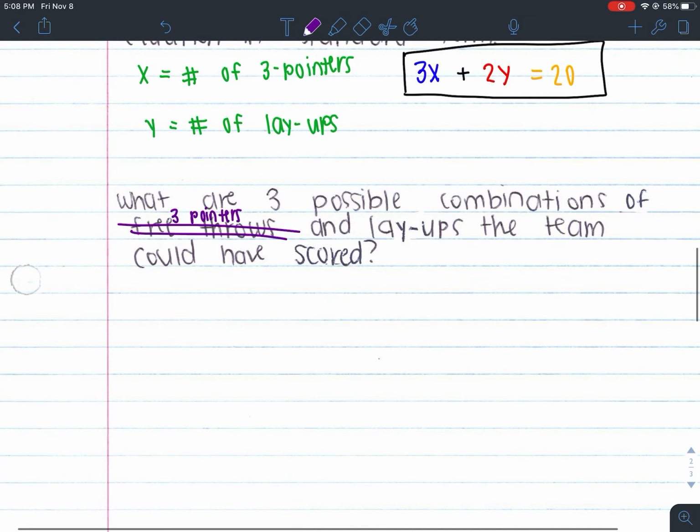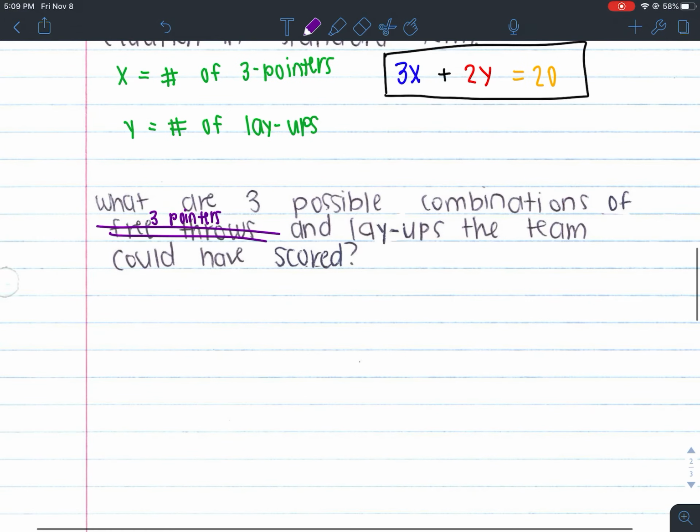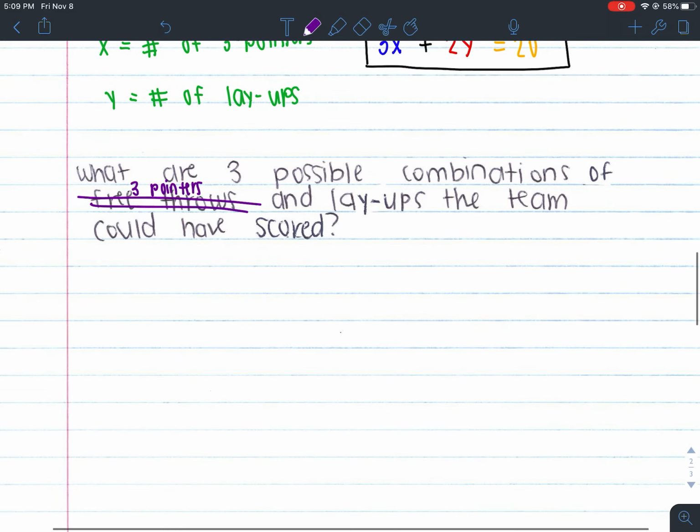What are 3 possible combinations of 3-pointers and layups the team could have scored? Now, it's saying possible. We don't know how many of each they scored, right? We know for a fact they scored 20 points, but we don't know how many layups and how many 3-pointers it was. So really, we're just giving 3 possible cases. It doesn't mean that was a matter of fact. So all of the things I'm going to show you are just possibilities. Sometimes it's just guess and check until you get a good answer.